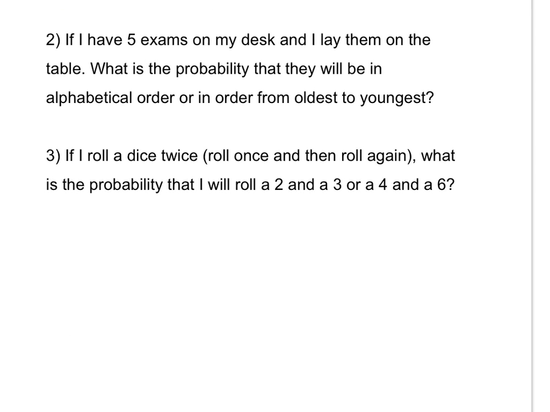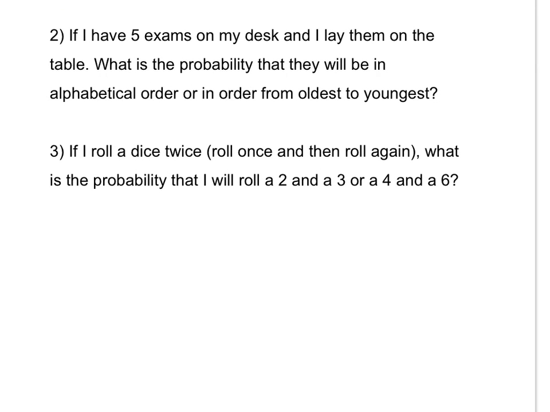I have 5 exams on my desk and I lay them on the table. What is the probability they will be in alphabetical order or in order from oldest to youngest? Sorry, oldest to youngest. So I'll win if I get them in alphabetical order, or I'll also win if they go in order from oldest to youngest. So you think, how many possible outcomes would give me a victory, and how many total outcomes are there? And then the next one.